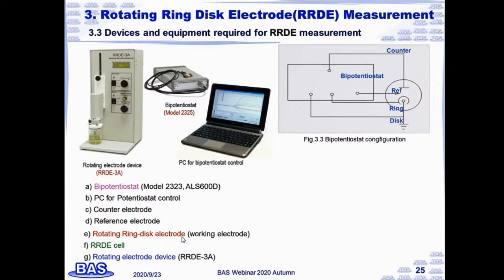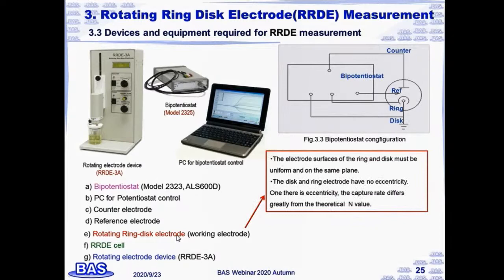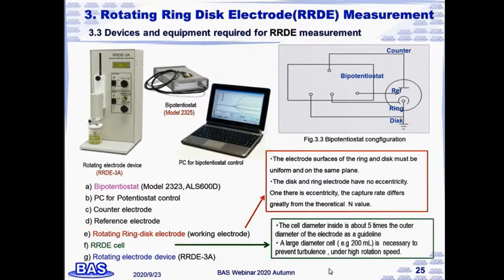Here, please pay much attention to the RD electrode and the cell used. The electrode surface of the ring and the disk must be uniform and in the same plane. The disk and the ring electrode must have no eccentricity. Once there is eccentricity, the capture rate differs greatly from the theoretical value. The cell inside diameter is about 5 times the outer diameter of the electrode as a guideline. A large diameter cell is necessary to prevent turbulence at high rotation speed.